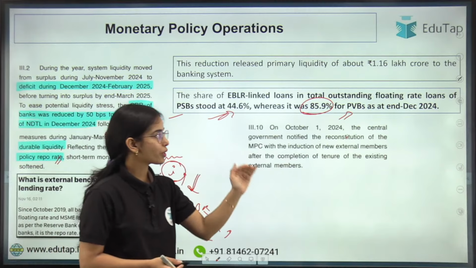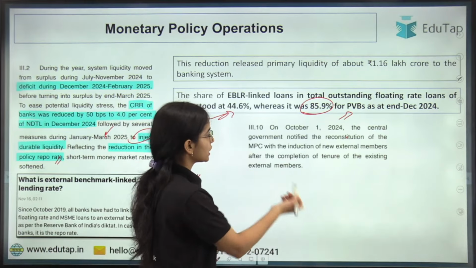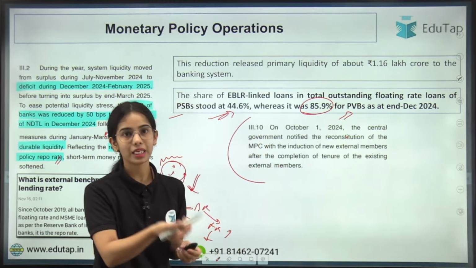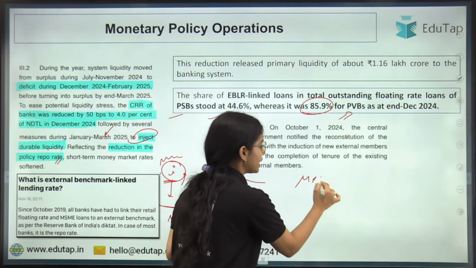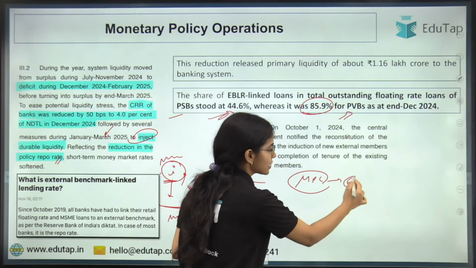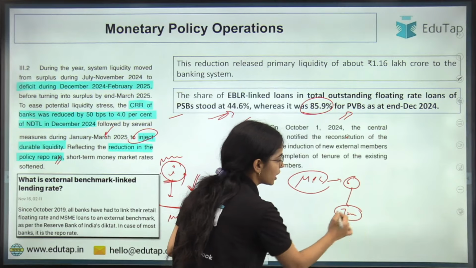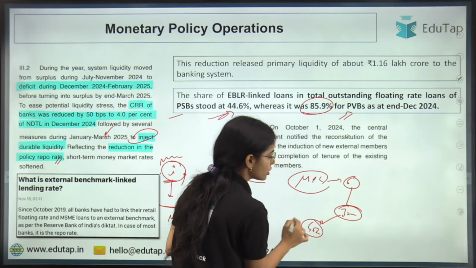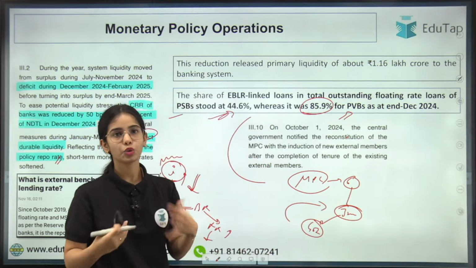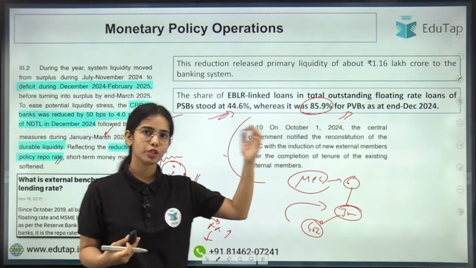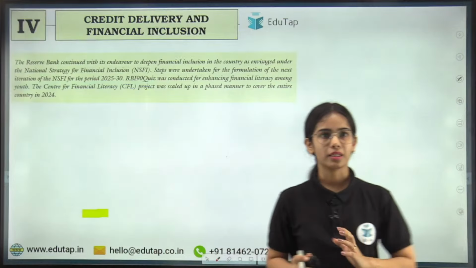Next, on October 1, 2024, the central government notified the reconstitution of the Monetary Policy Committee. As you know, the Monetary Policy Committee has 6 members. Out of these 6 members, 3 members are nominated by the Government of India. So the Government of India nominated the new 3 members in October 2024. So this is the idea.